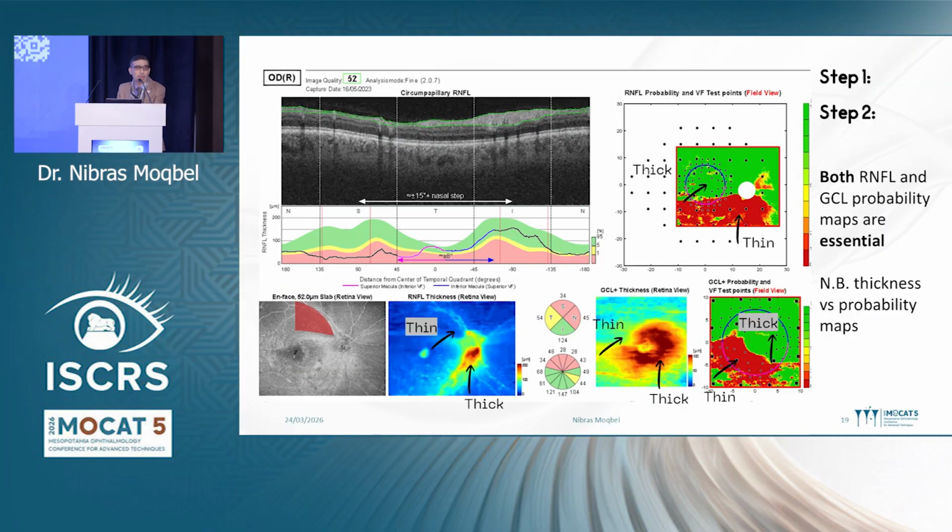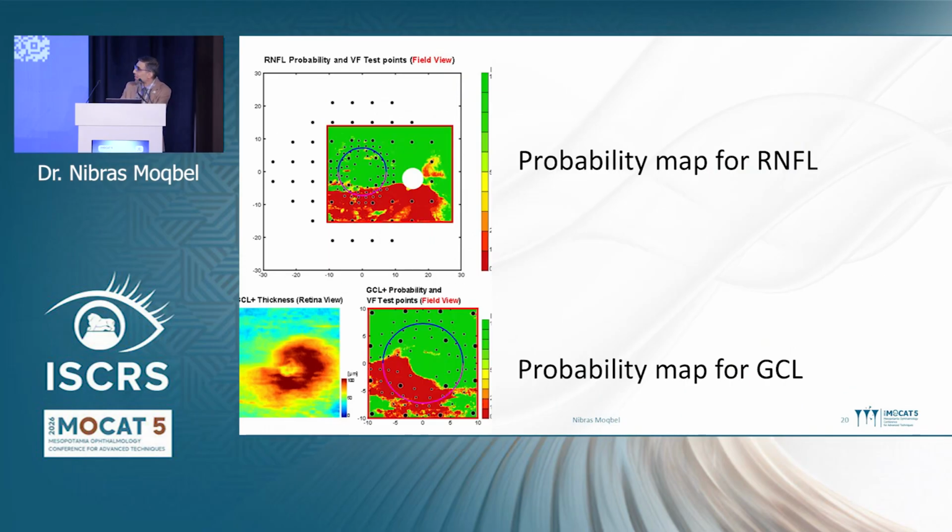So for the thickness maps, red is thick, while blue and green is thin. We should notice that. But for the probability maps, it's quite the opposite, in which green is thick, while red is thin.